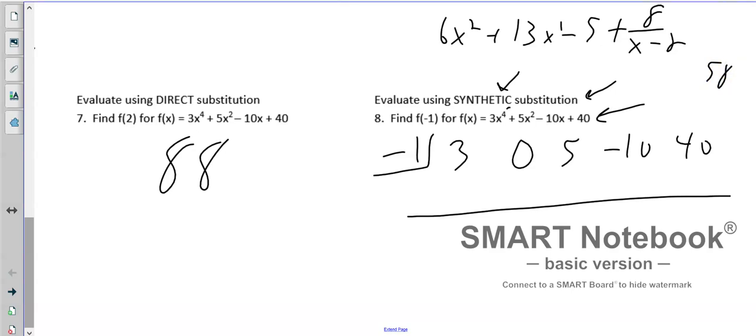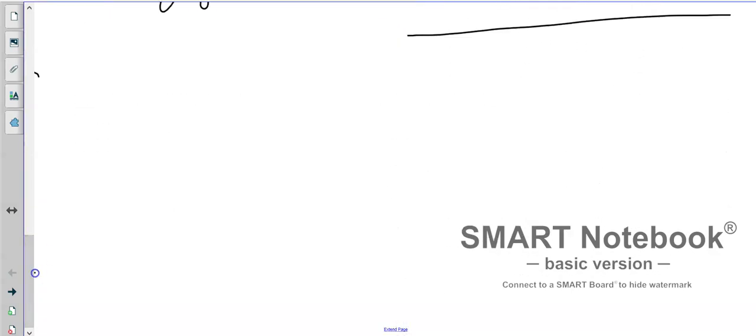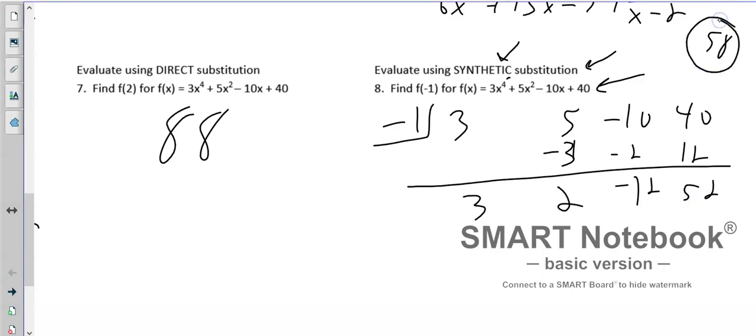Now let me show you real quick. Let's say I forgot my 0. Watch what happens. Now there's going to be some erasing. You can just watch instead of write if you want. But I want to show you what the common mistake is. Forget the 0. You didn't pay attention to the 0. You drop the 3. Multiply by -1 and get -3. Add straight down. Multiply by -1 and get -12. Multiply by -1 and we get 52. That's not what we're supposed to get.